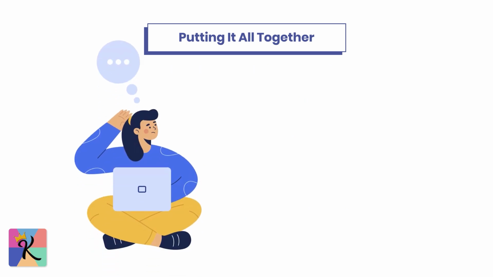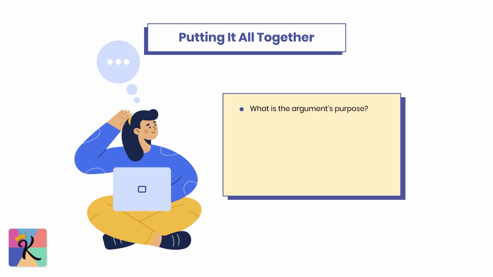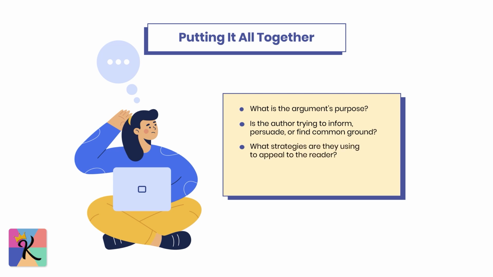When you read critically, ask yourself questions like, what is the argument's purpose? Is the author trying to inform, persuade, or find common ground? What strategies are they using to appeal to the reader? Is the argument well supported by evidence, or does it have weaknesses? Recognizing these elements helps you anticipate what kinds of questions you might face and how to approach them.